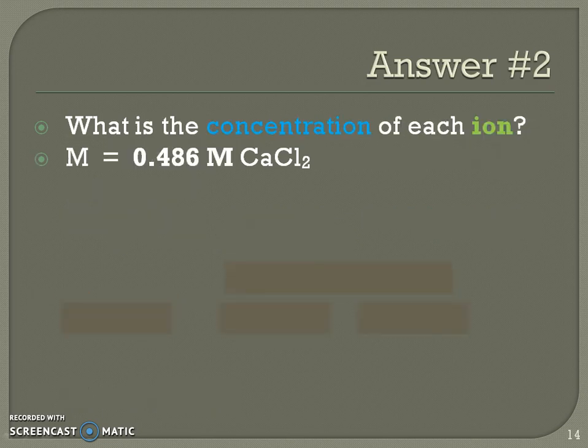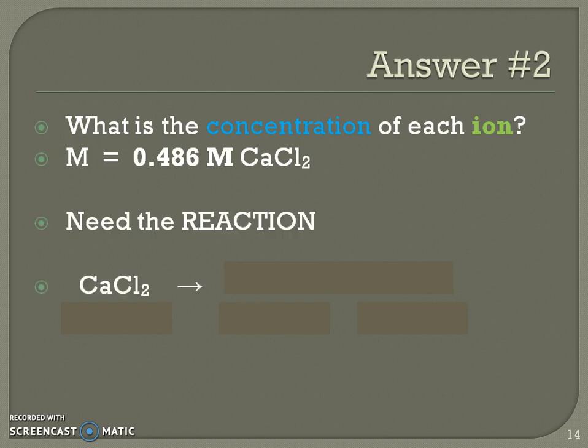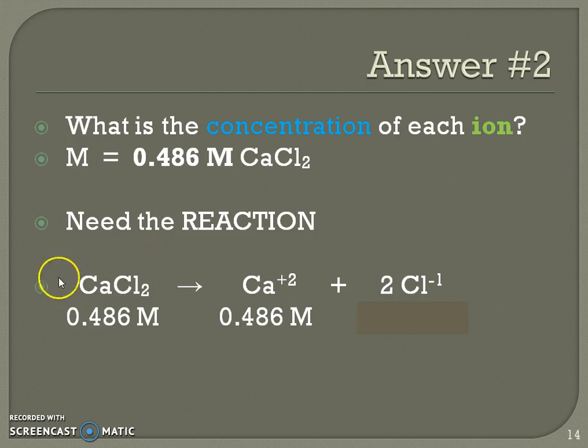So number 3, if you didn't, I'm sorry, let's continue with number 2. I forgot about this one. What is the concentration then of each ion? Well, if we have the concentration of our salt, the next thing we would need is the reaction. So we're going to take the calcium chloride and break it up into 1 calcium 2+ ion and 2 chloride 1- ions. So if we're starting with the 0.486, you're going to have 0.486 here because you have a 1-to-1 ratio. However, because of that 2 there, we have to multiply the 0.486 times 2 to get the molarity concentration of that chloride ion.